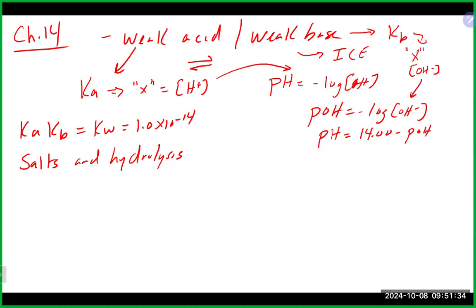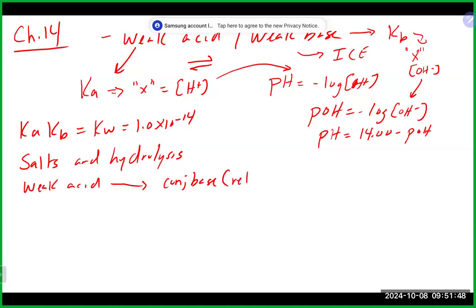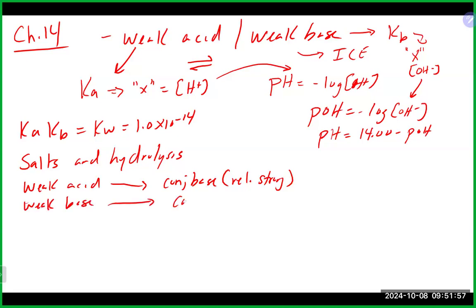The salts and hydrolysis relationship, as we talked about at the end, is that important relationship: if you have a weak acid, its conjugate base will be relatively strong. And if you have a weak base, its conjugate partner, or the conjugate acid, will also be relatively strong. So when we talk about relatively strong conjugate acids and bases, what they have available to them in these reactions is, again, if you take an acid plus a base, you make a salt and water.